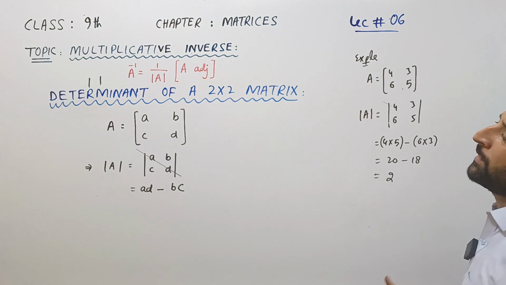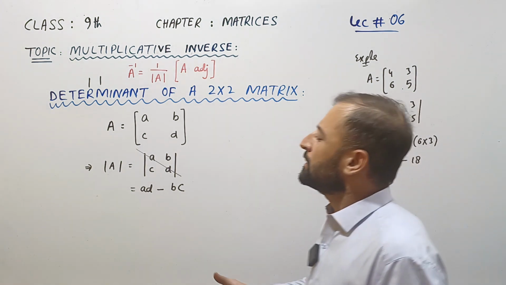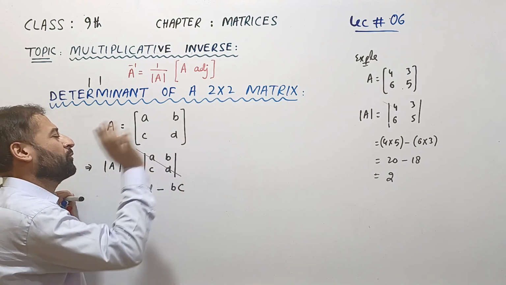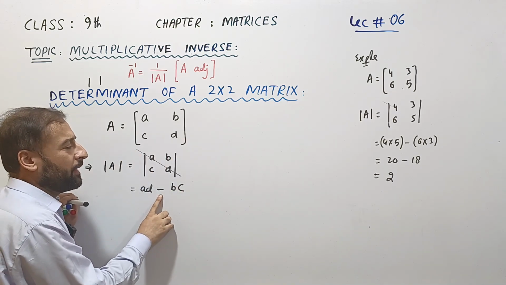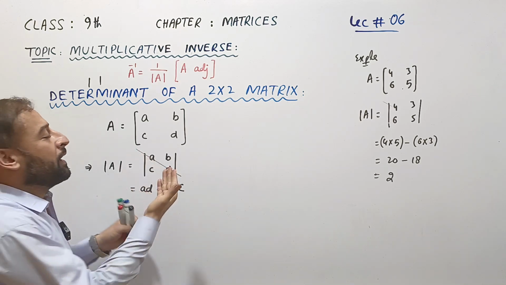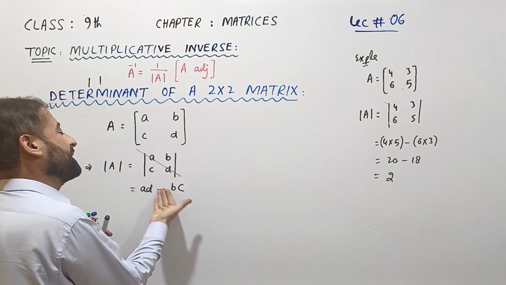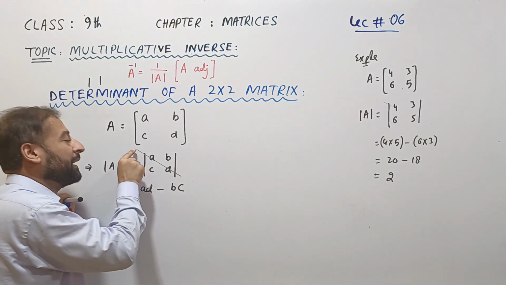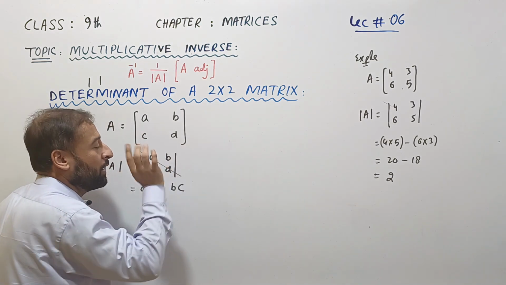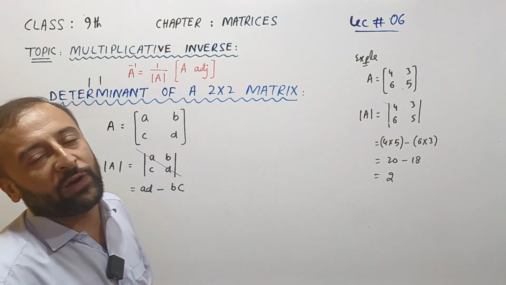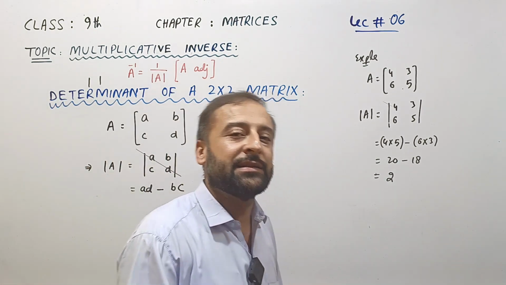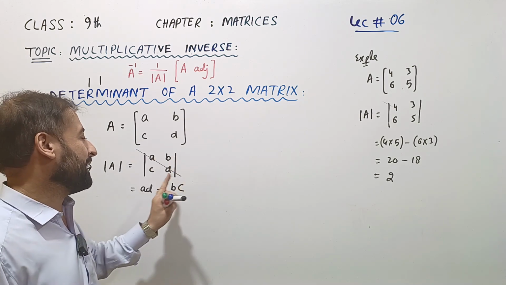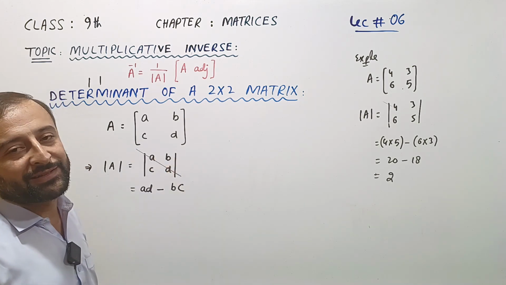Now, often the students keep on wondering, sir, why is it so? Why do we put a negative sign after multiplying these two? Where does it come from? Or if it is so, why don't we say multiply elements of the first row, then put minus sign and then multiply elements of the second row? Why specifically do we say the product of elements of the principal diagonal minus the product of elements of the secondary diagonal?